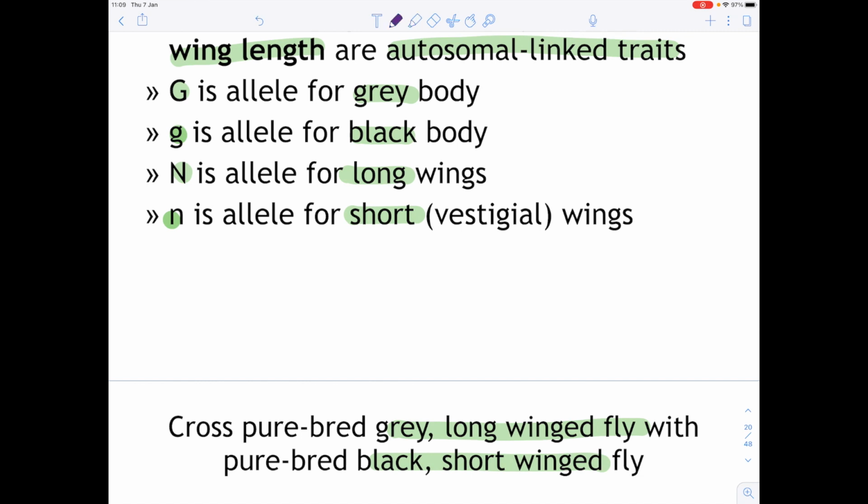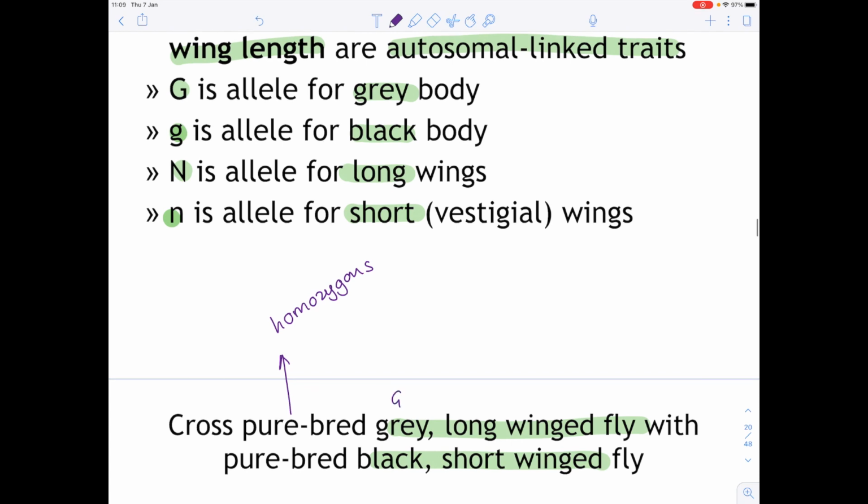Let's work out the genotypes quickly. Remember, if they're purebred, we're looking at a homozygous situation where those alleles are the same. We have our key above, so we know that we've got a grey fly, so we need a capital G. It's pure breeding, so we've got two versions of that allele. It's long-winged, so we know that that's capital N, again purebred, so it's another capital N. We're crossing it with a purebred black short-winged fly, and so using our key above, we know that this is the genotype for that second fly.